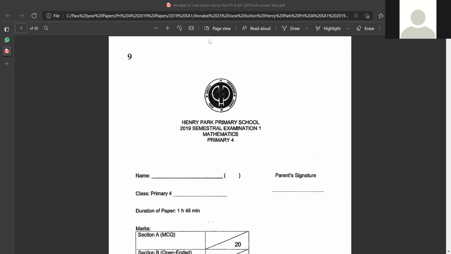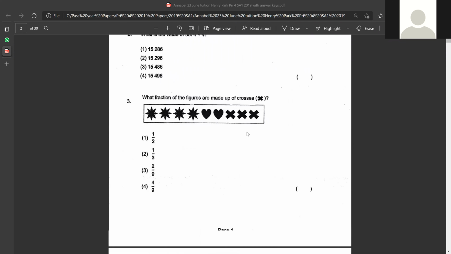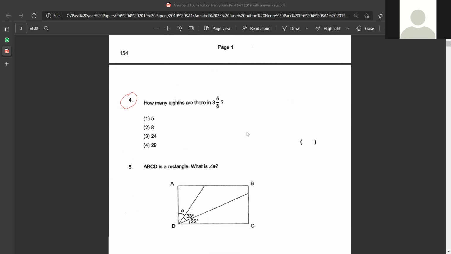Okay, today we're going to take a look at this paper, Henry Park Primary School 2019 SA1 for Primary 4. I will only be going through questions that my students have asked me. So let's take a look at question 4.